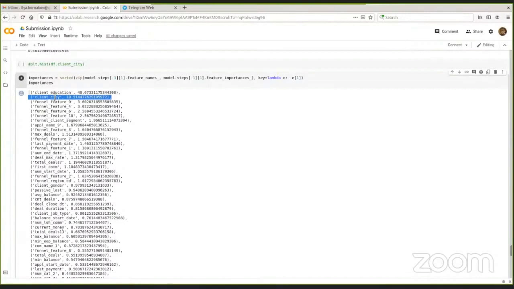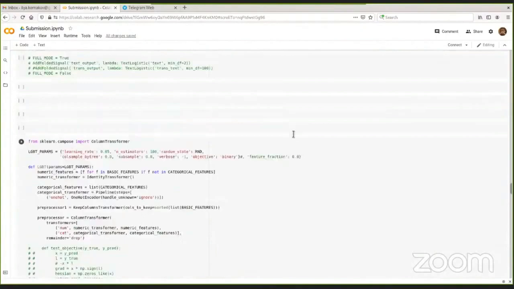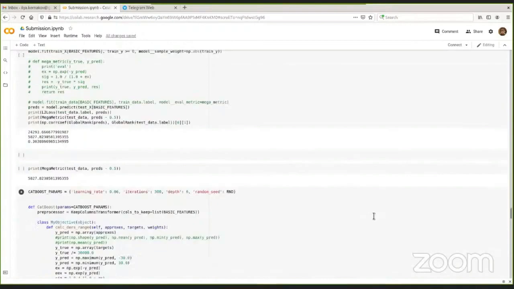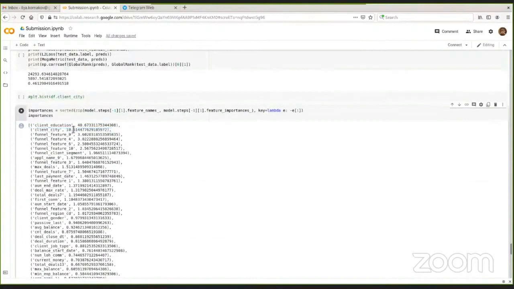I have the distribution somewhere, but whatever. City is not a categorical feature. It's a numerical feature. I don't know why. Either it's a bug in the dataset, some columns are mixed, or it was encoded somehow. But the point is, we should feed it as a numerical feature to CatBoost, and then we get a much better score. And that's second in feature importance.